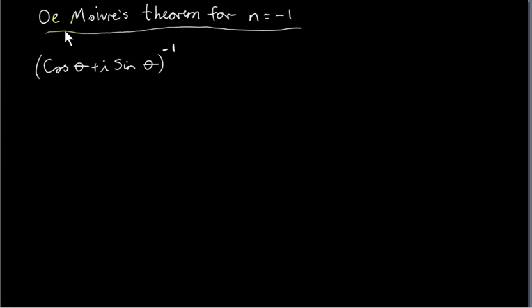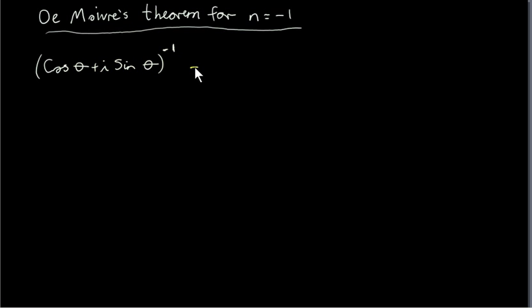Now, before I look at a proof of de Moivre's theorem for rational numbers, I want to look at a proof of it for n equals minus 1. So we have (cos theta plus i sine theta) to the power of minus 1, and we want to prove that this is equal to cos of minus 1 times theta, or minus theta, plus i sine minus theta.